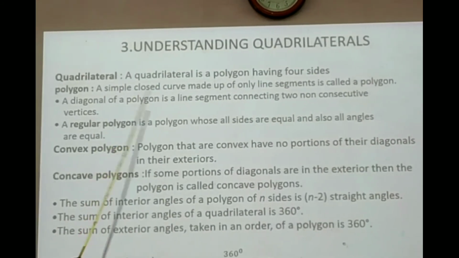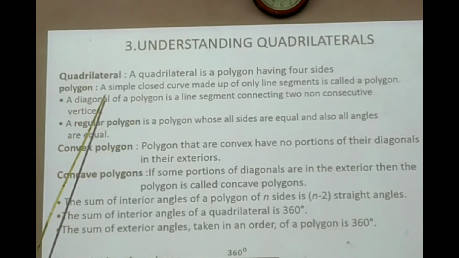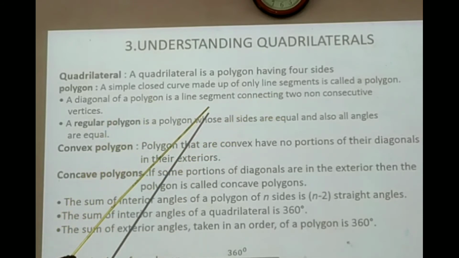Here a quadrilateral is a polygon having 4 sides. Of course, a quadrilateral is a closed figure having 4 sides. That is called a quadrilateral. A polygon, a simple closed curve made up of only line segments, is called a polygon. A diagonal of a polygon is a line segment connecting two non-consecutive vertices. Means in a triangle there is no diagonal. But in a quadrilateral, there are 2 diagonals, because if you join alternate vertices, we get the diagonals, and in a quadrilateral there are 2 diagonals.